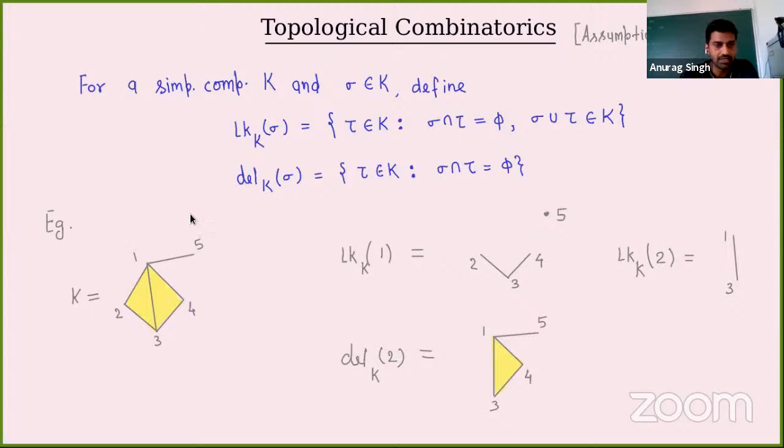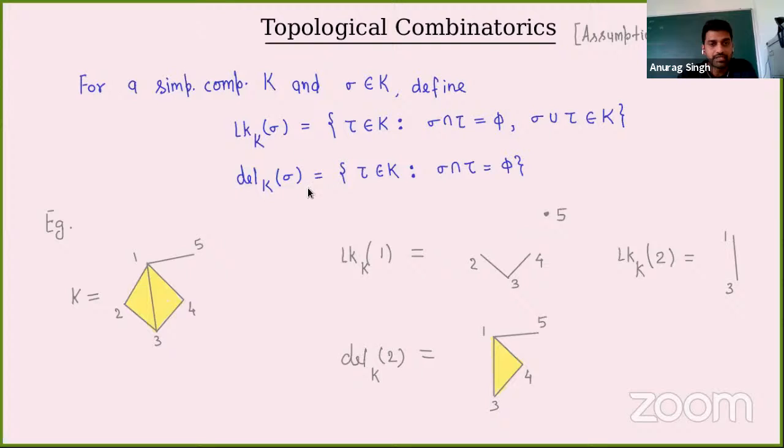Suppose this is your complex and you want to compute the link of the vertex 1. You know that 2, 3, 1 is a simplex in this complex. So 2, 3 is in the link. Again 3, 4, 1 is a simplex, so 3, 4 will be in the link. Similarly 5, 1 is a simplex, so 5 will be in the link. The link of 2, similarly, is just the complex 1, 3.